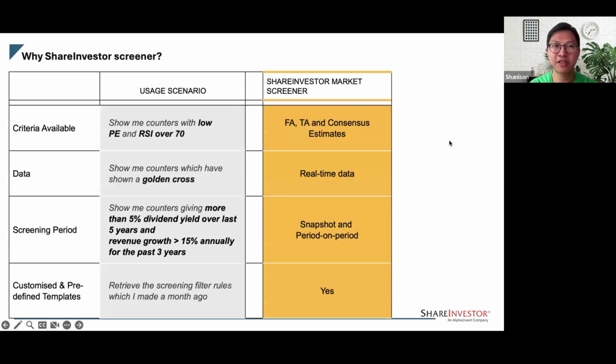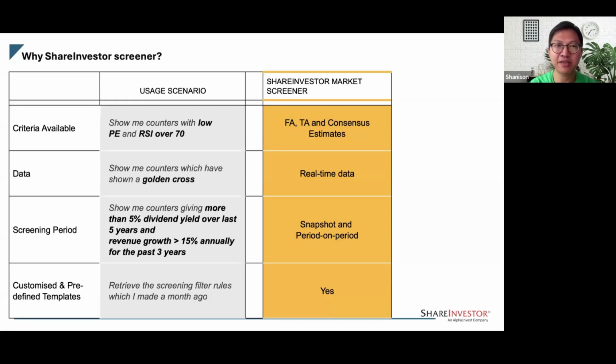Why do we use Shareinvestor screeners? There are a few scenarios, for example, in terms of criteria. A lot of screeners out there may cover only fundamental analysis, all those financial ratios, and some platforms may cover only TA. But we cover quite a few things: FA, all the financial ratios, key ratios, financial results, and technical analysis, so those are TA indicators. You can also use consensus estimates from the research analysts, which we covered in the previous webinars as well. So we can do a combination of these.